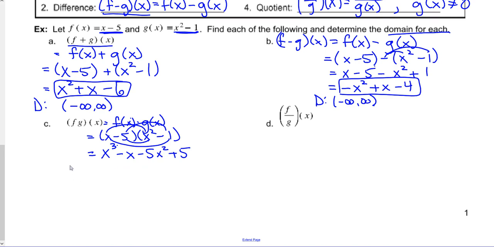Can't combine anything together. It is another polynomial. Therefore, nothing to worry about in our domain. Everything is possible in all reals. Okay? All right.